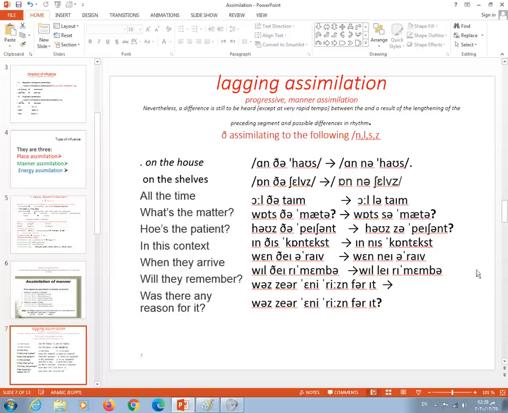What happens is that the consonant in on affects the following consonant, which is the. Okay, and so we have on the house, on the house. Okay, the same thing here, on the shelves, on the shelves. So here consonant number 1 affects consonant number 2, which is the, and made it become n like it. Okay, to assimilate, so they become similar to each other, to save our energy and our time.